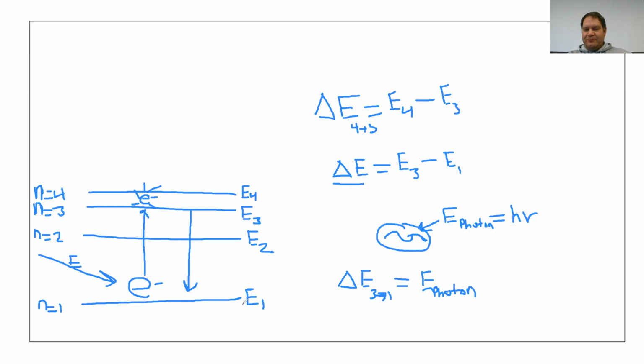The spacing between 3 and 1 is really large, whereas the spacing between 4 and 3 is really small, okay? So we would expect that the energy released by the electron going from 4 to 3 is going to be much smaller than the energy released from going from level 3 to level 1, okay? So this photon right here is going to have a greater quantity of energy than the photon for going from 4 to 3, okay? Now that's an important concept to think about as we continue our discussion here.